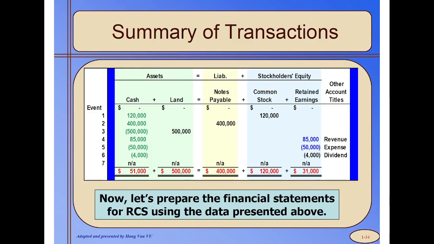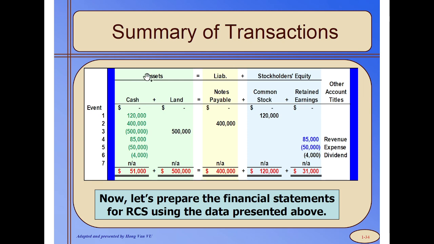Okay, here is a summary of all of the transactions of the company that we have discussed in the previous video. So we have seven events. You see that the last event, about the appraisal value of the land increasing, is not a transaction.